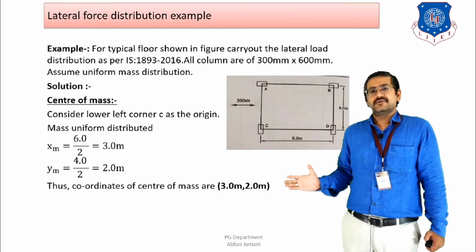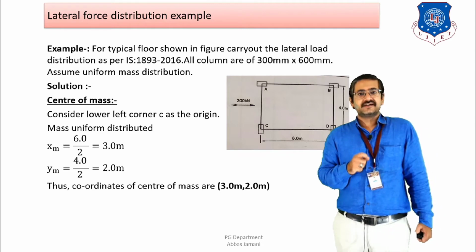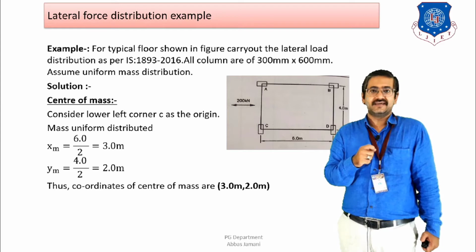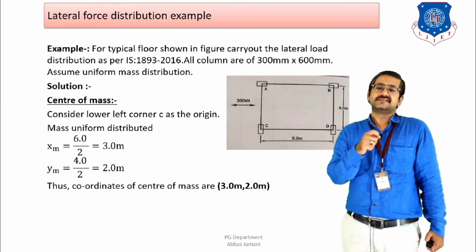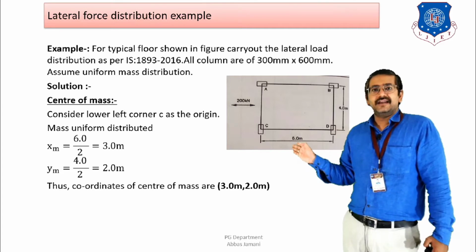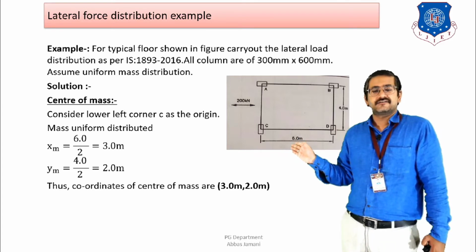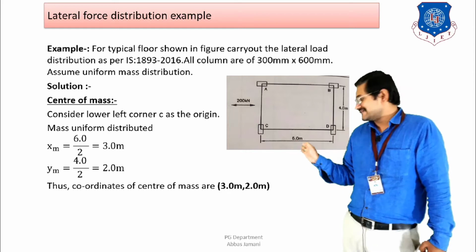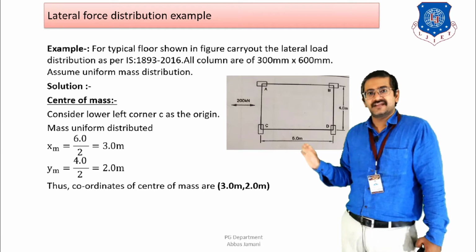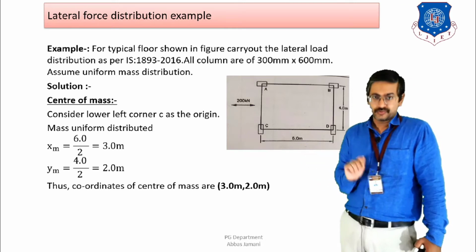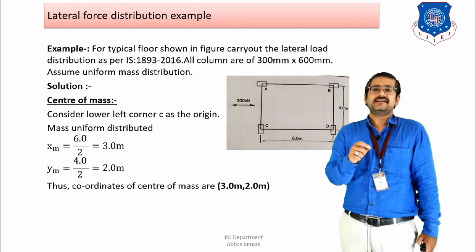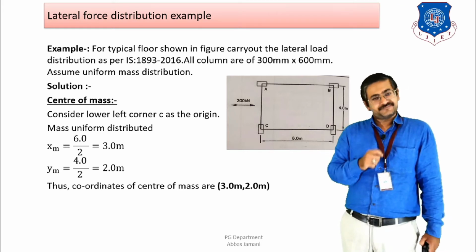One thing that is importantly mentioned here is that uniform mass distribution is there. Since the mass distribution is uniform, the CG of mass and the CG of the system are going to coincide with each other. If I calculate xm, that is the coordinate of center of mass in x direction, it is 6 divided by 2, which is equal to 3. In y direction, ym is equal to 4 by 2, that is equal to 2. So the coordinates of center of mass are 3, 2 respectively.